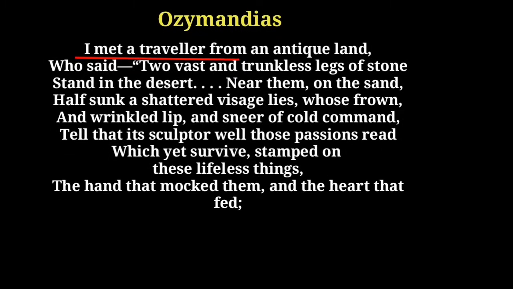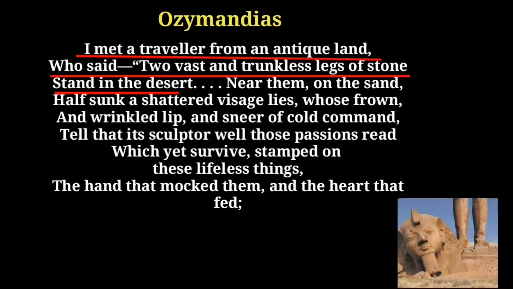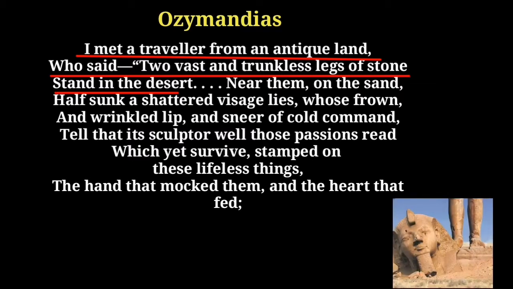I met a traveler from an antique land, who said two vast and trunkless legs of stone stand in the desert. The author, or the speaker of the poem, says that he met a traveler from an antique land. Antique land means old land. So the traveler was from a place with an ancient history like Rome or Egypt. The traveler told the author that he saw two gigantic stone legs of a statue in the middle of the desert.